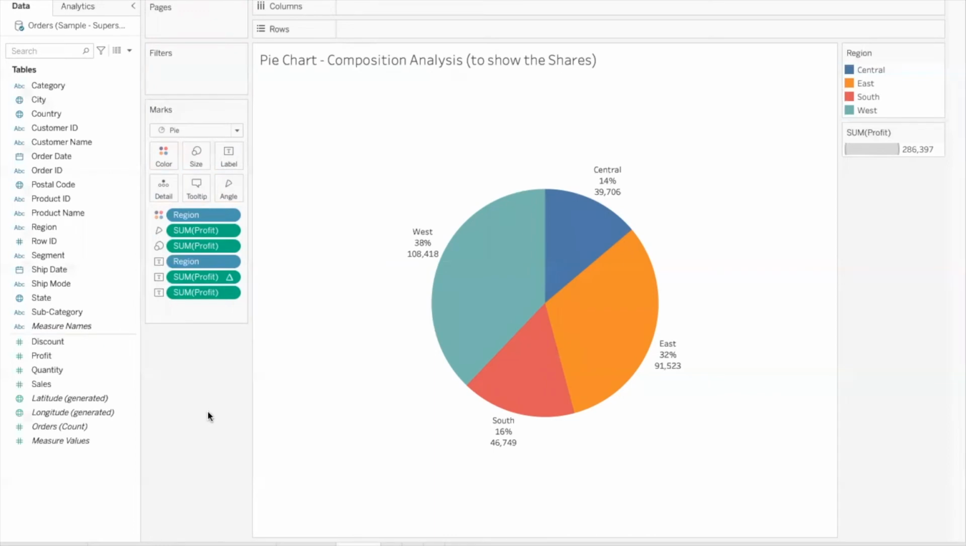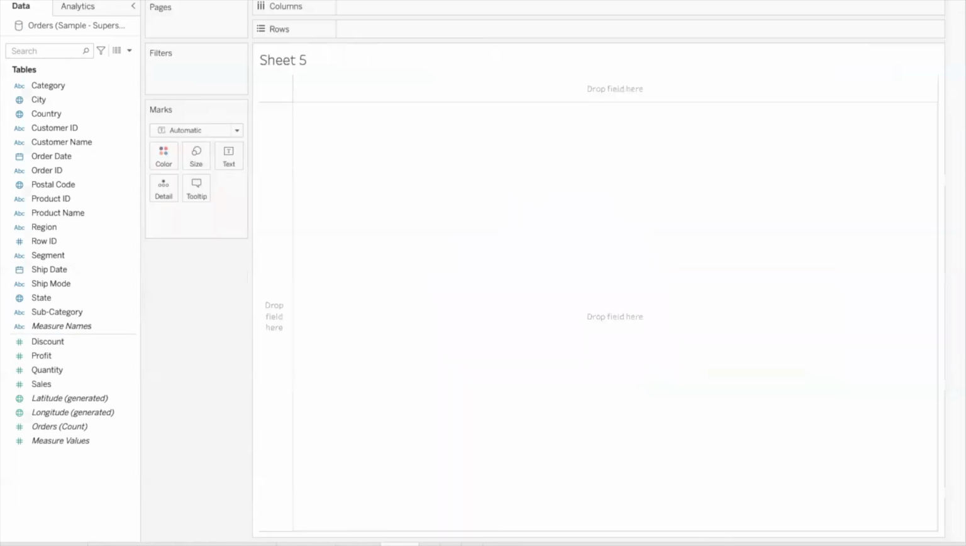I hope you all understood what is a pie chart, how to create it, and what it represents. So there is one more chart that we can create to show the shares for composition analysis, which is a stacked bar, and we shall see that now.